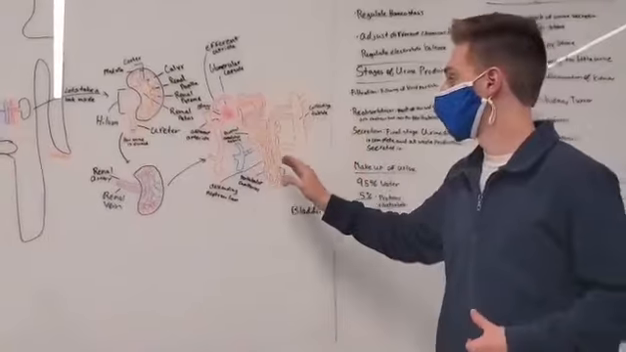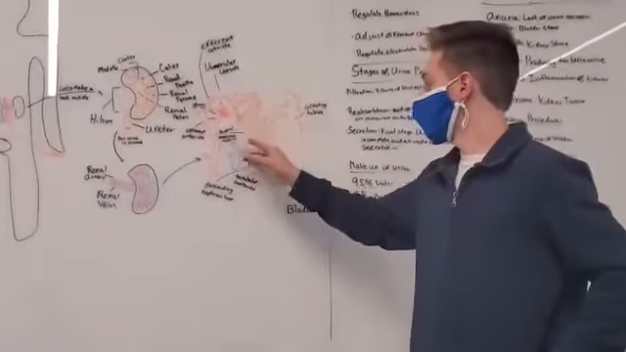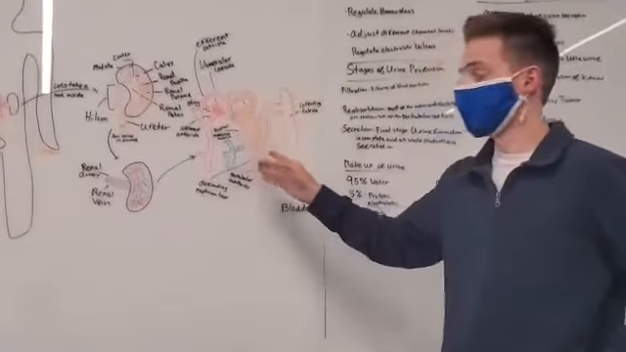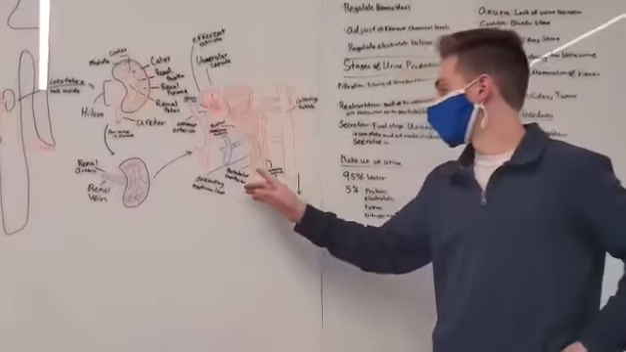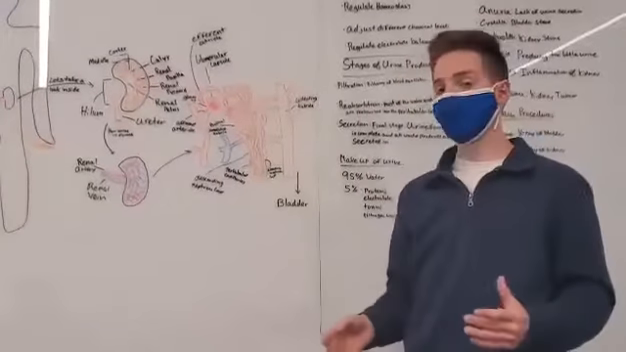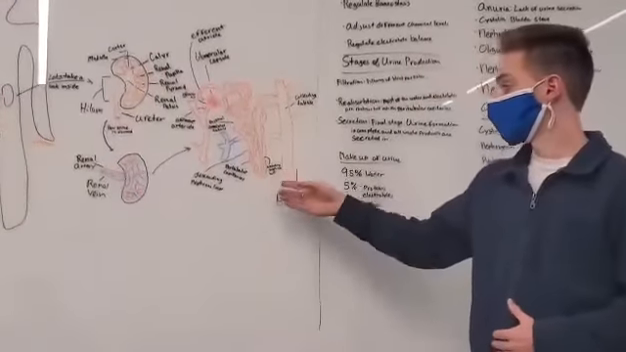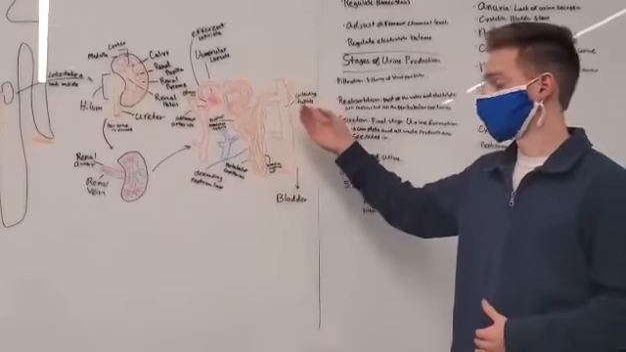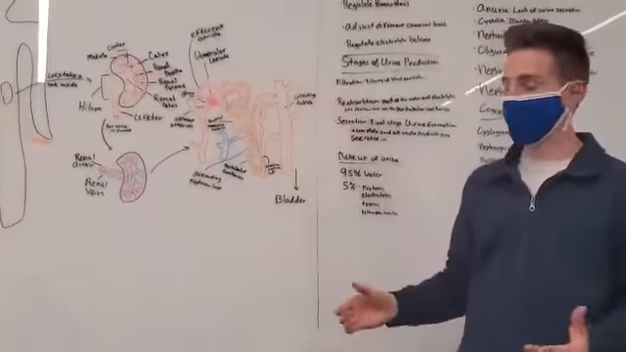the collecting tubule. So to go down it, you have the proximal convoluted tubule, and then down here you have the descending nephron loop, and then keep going, you have the ascending nephron loop, and then to the collecting tubule to go down to the bladder.